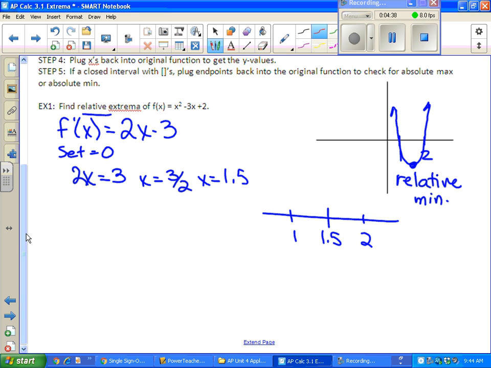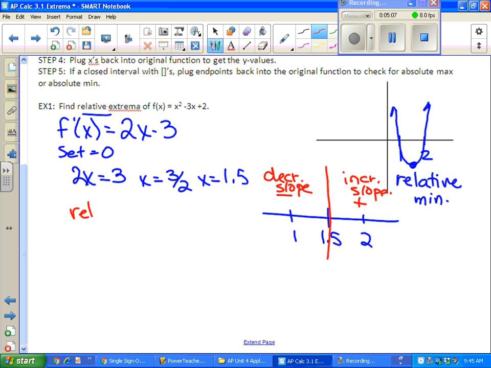So what we're going to do is take a number line and put 1 back in here. What's 2 times 1 minus 3? That would be negative, right? Put 2 into your first derivative. That's 4 minus 3, which is 1, which is positive. So I have a decreasing slope, with a negative sign, to a what? Increasing slope. And so I know I have a relative minimum.